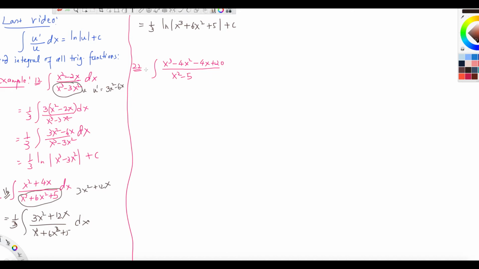And now I want to do another problem here, that is question number 22. Okay, so think of this. You see that in both of these, what is the degree of the denominator here? That is 3, because the highest exponent is 3, right?